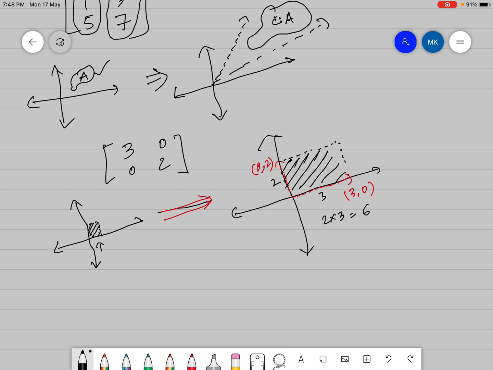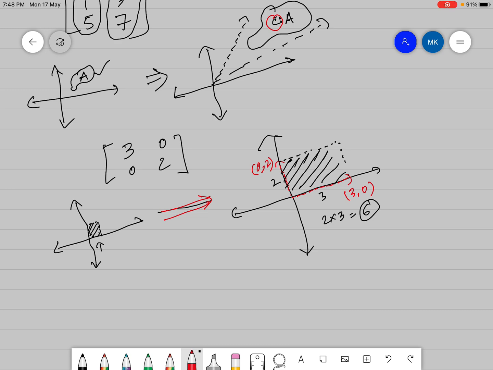Now this spatial scaling factor right here, this 6 in this case, that I introduced as C. This spatial scaling factor, the factor by which a linear transformation changes any area, is called the determinant of the transformation.